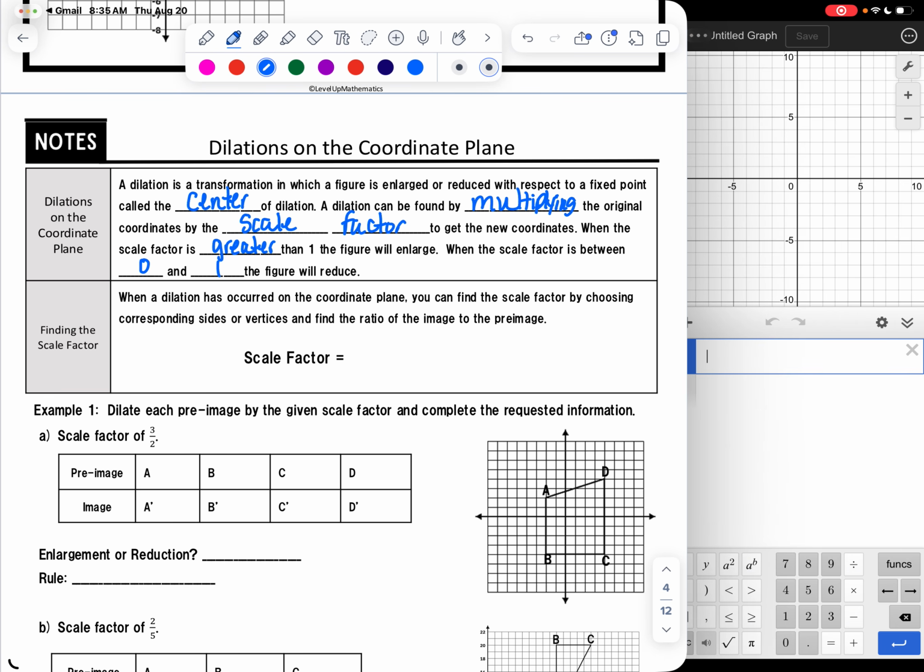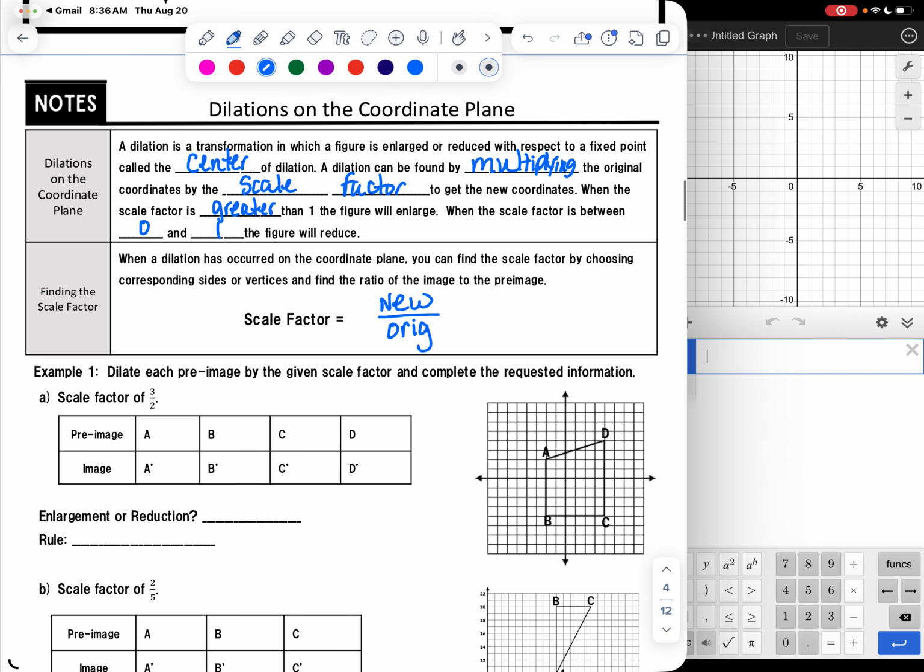When a dilation has occurred on the coordinate plane, you can find the scale factor by choosing corresponding sides or vertices and finding the ratio of the image to the pre-image. So I usually write that as new divided by the original. When we're finding the scale factor, I'm simply dividing the new by the original.